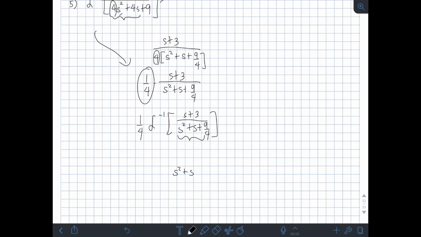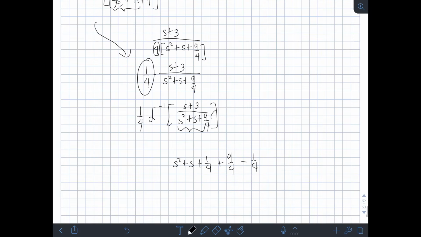And then, square pa natin, equal siya sa 1/4. So, parang s squared plus s plus 1/4. Tapos, meron tayong plus 9 over 4. So, magsusubtract tayo ng 1/4 uli para 0 lang yung inadd natin kasi 1/4 minus 1/4 is 0.